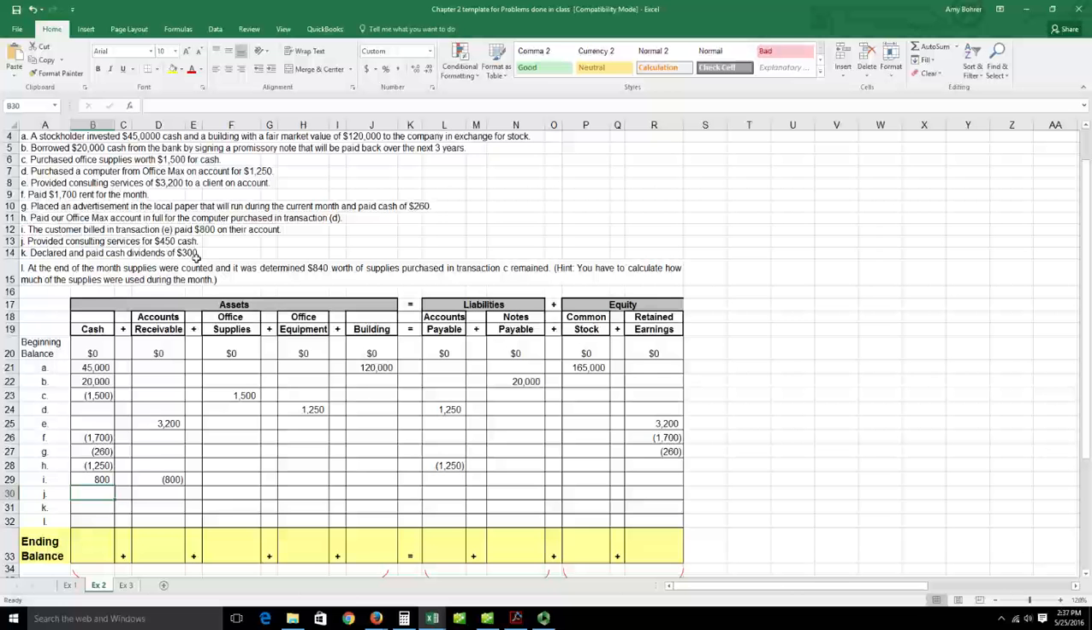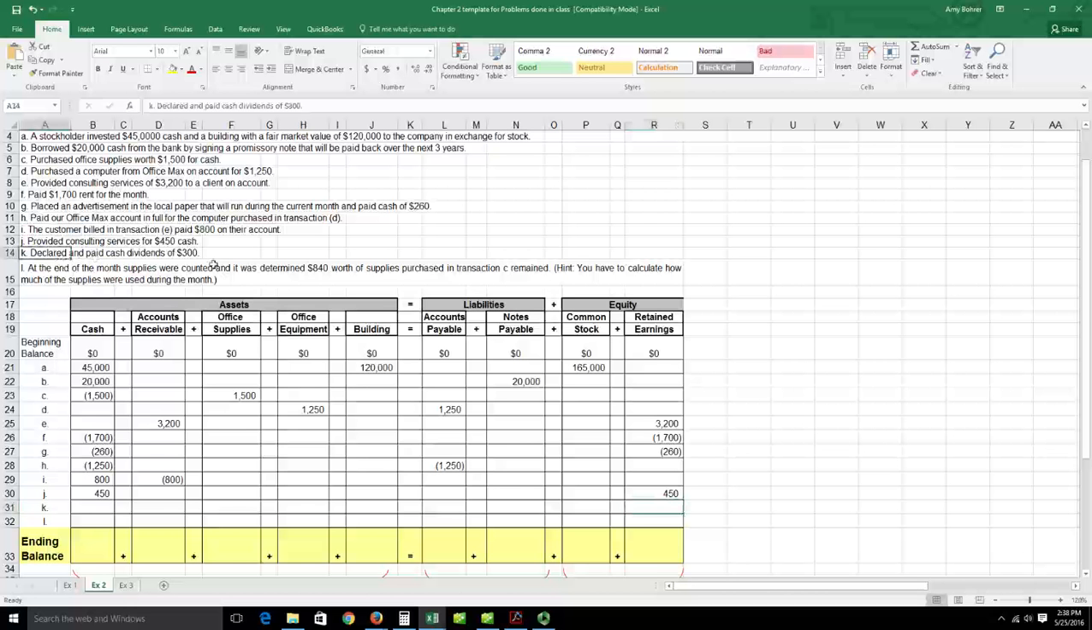And then J says we provided some consulting services for $450 worth of cash. So anytime we provide a service, we have to recognize the revenue, and when you recognize revenue, retained earnings goes up. But it says they also paid us right away. We didn't do this one on account. So our cash is going to go up, and our retained earnings is going to go up, because again, retained earnings is where your income will get closed out to.